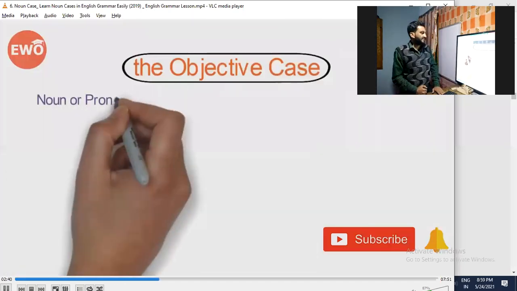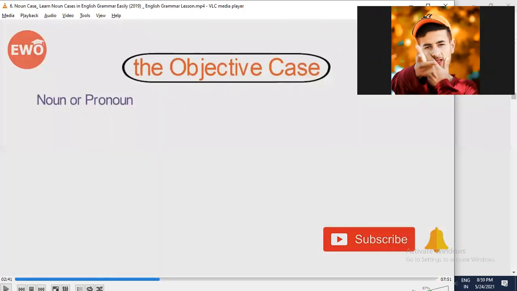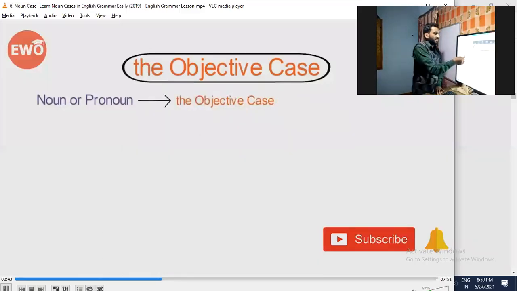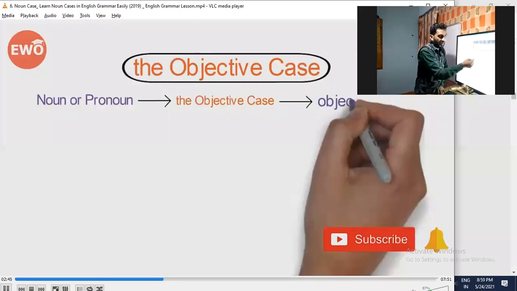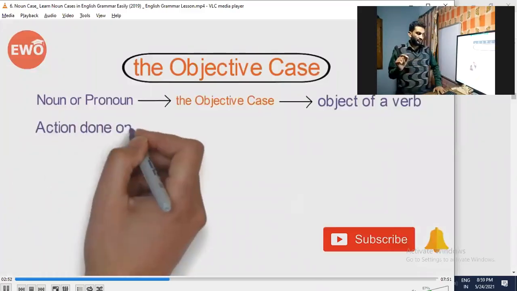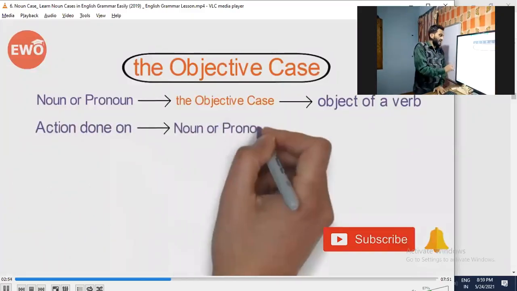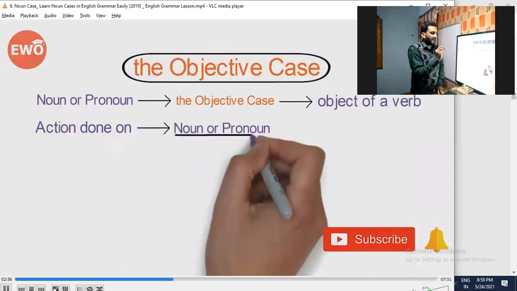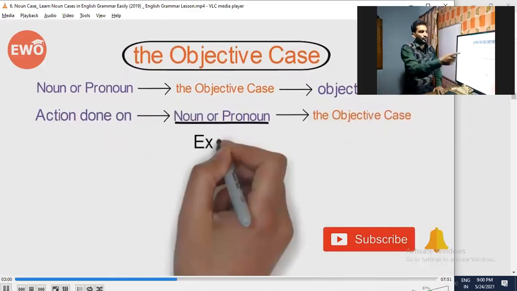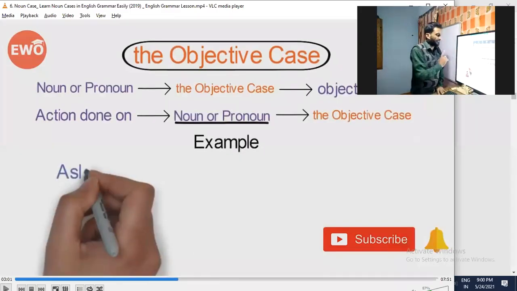Now we have another case, that is the objective case. So objective case same noun या pronoun ही होता है ये word, और इसमें ये objective case कब होता है? जब ये object of a verb बन जाता है. मैं आपको समझाऊंगा object of a verb किसको कहते हैं. एक और डेफिनेशन, action done on. जब कोई एक्शन हो जाती है किसी नाउन और प्रोनाउन पे तो उसको ऑब्जेक्टिव केस कहते हैं. फिर से मैं बताऊंगा, दो फॉर्मूला यहाँ पे है.